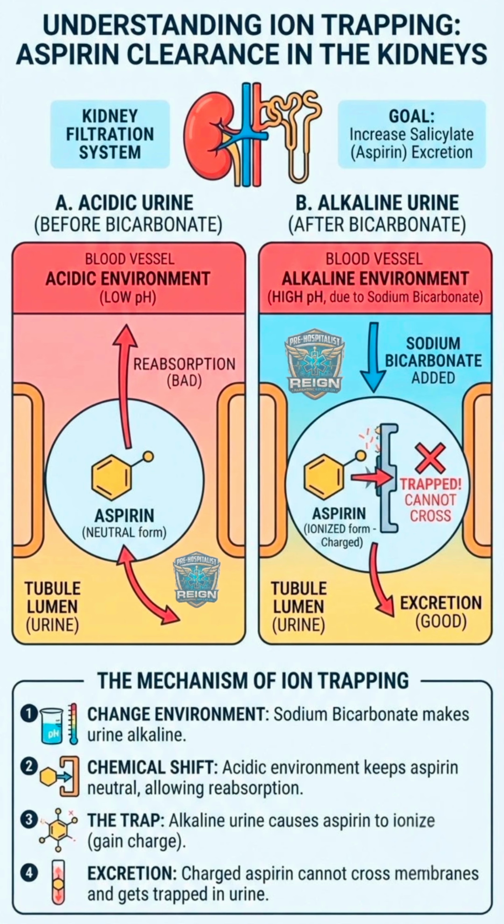This is why, in cases of salicylate poisoning, clinicians don't just give one dose, they often infuse sodium bicarbonate into the veins continuously, keeping the urine pH high, usually above 7.5, until the blood levels of the drug drop to a safe range.